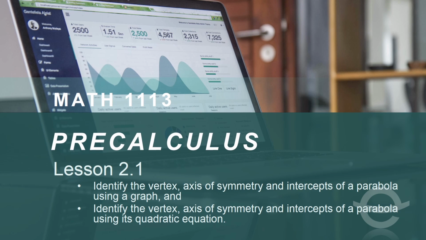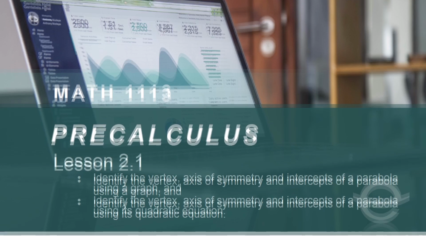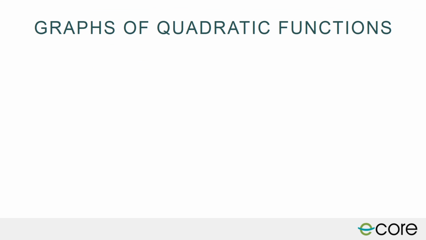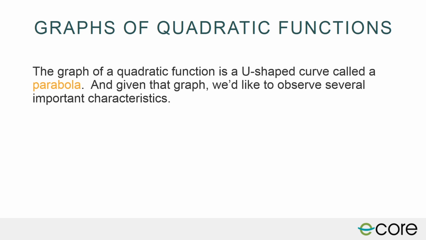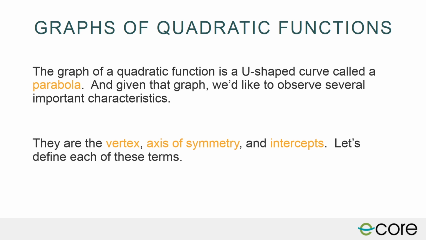Pre-calculus, Lesson 2.1. Identify the vertex, axis of symmetry, and intercepts of a parabola using a graph, and identify the vertex, axis of symmetry, and intercepts of a parabola using its quadratic equation. The graph of a quadratic function is a U-shaped curve called a parabola, and given that graph, we'd like to observe several important characteristics. They are the vertex, axis of symmetry, and intercepts. Let's define each of these terms.